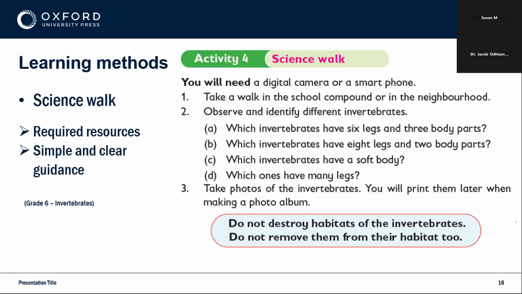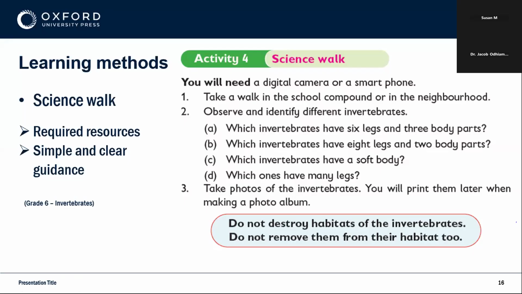This is a very important method. And then usually outside the class, it may not be very safe, so the learners are given a caution. In the learner's book, you can see in this particular case, they are cautioned not to destroy habitats of invertebrates, like the small insects, the ants. They don't just destroy the habitats unnecessarily, and they don't remove them from their habitats.